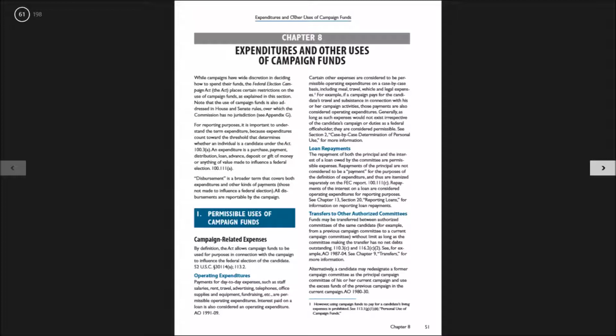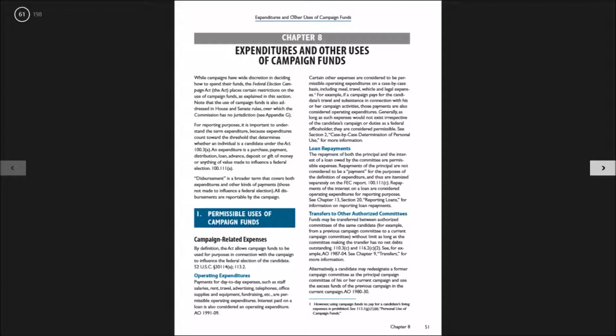Transfers to other authorized committees. Funds may be transferred between authorized committees of the same candidate, for example, from a previous campaign committee to a current campaign committee, without limit as long as the committee making the transfer has no debts outstanding. See Chapter 9, Transfers, for more information.